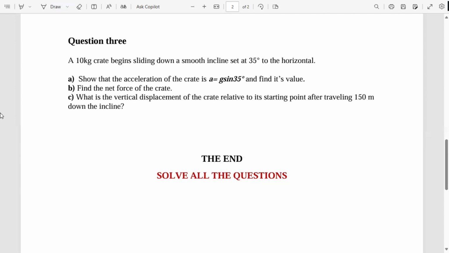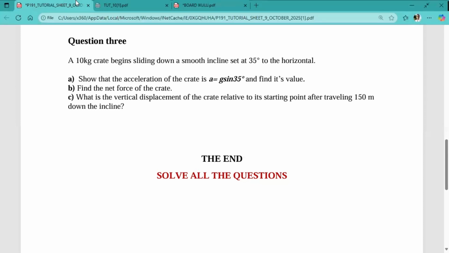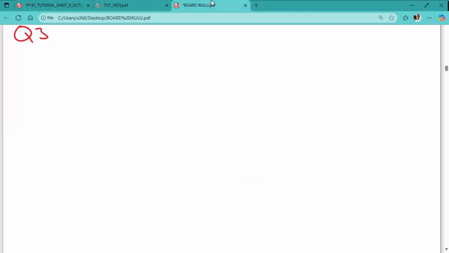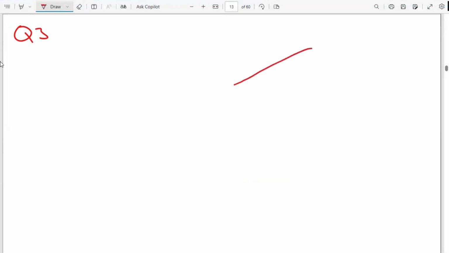Okay, so this is also a very simple question. We're going to start with drawing a free body diagram.